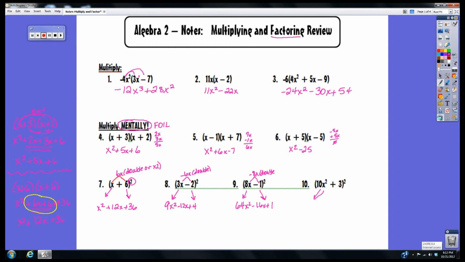10x squared, squared. 10x squared times itself. That will be 100x to the fourth. 3 squared, or 3 times itself, is positive 9. Multiply those together. That's 30x squared. Now I need to double it. That will be 60x squared.